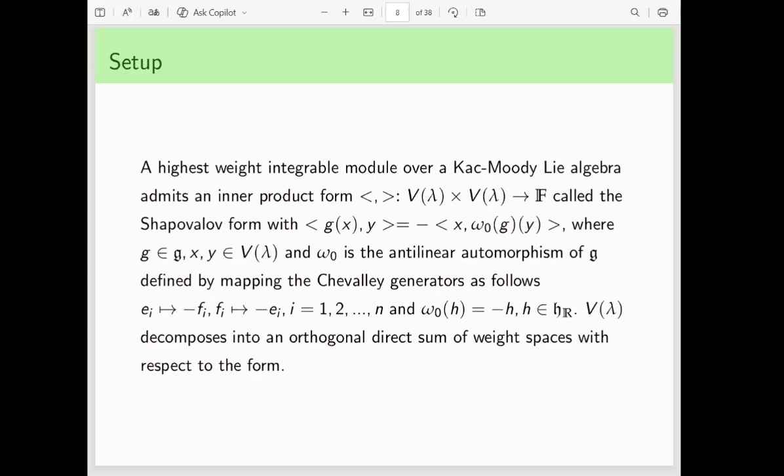Also, a useful tool is the Shapovalov form. So on a highest weight integrable module, you have an inner product form with the property that if you have x and y in the module and you have g acting on the first component x, then you can move it to the second component by acting by this antilinear automorphism. So if you have an element of U(n plus) acting on the first component, you can move it to the second component, but it becomes a U(n minus) element. And the weight spaces are actually orthogonal with respect to this inner product form.